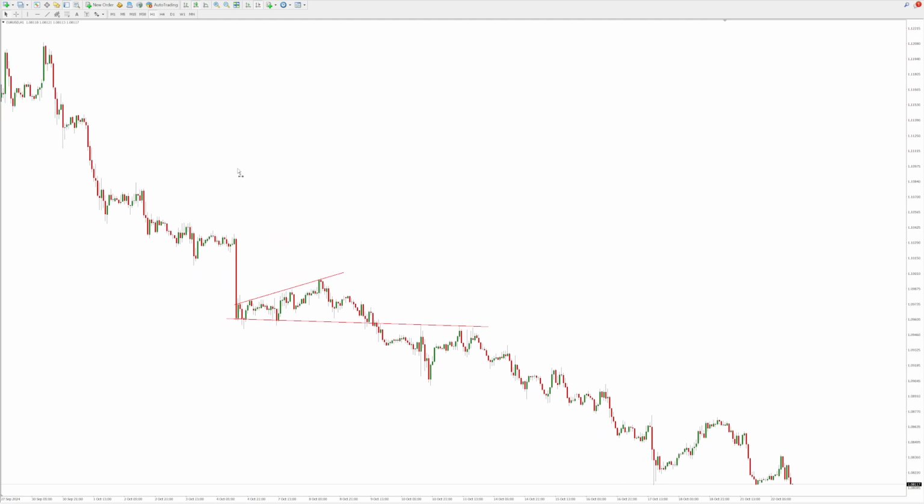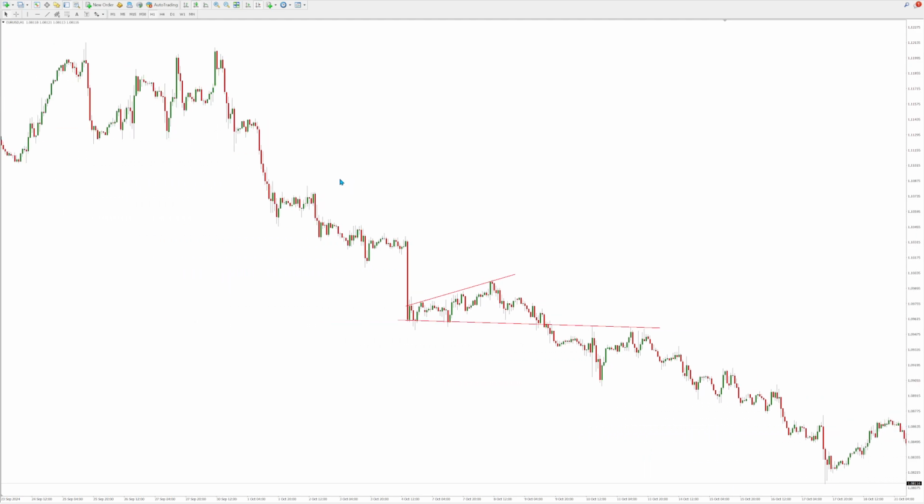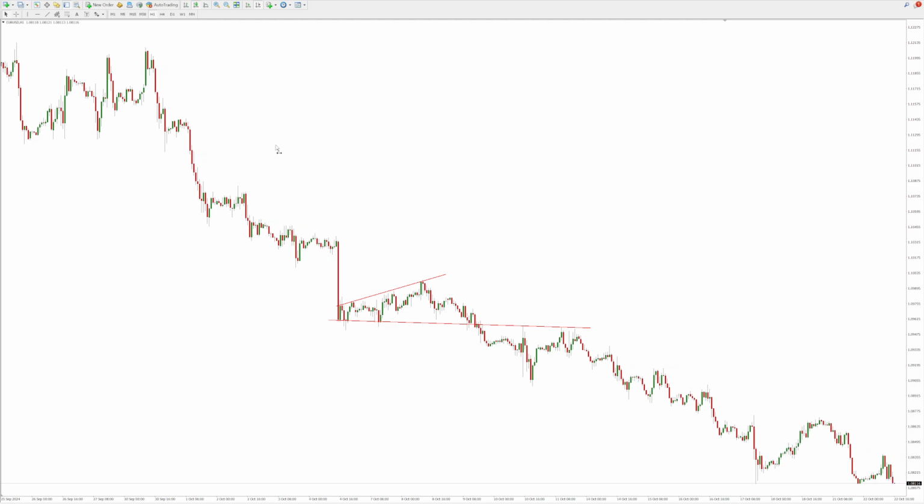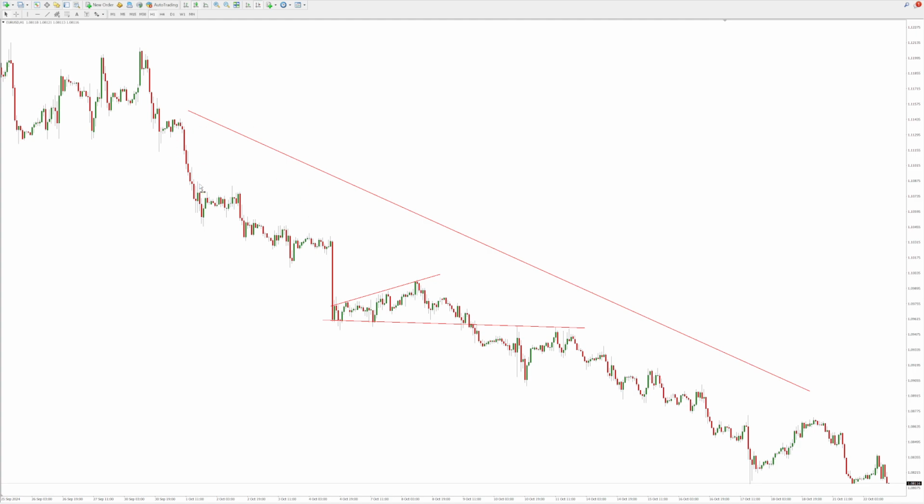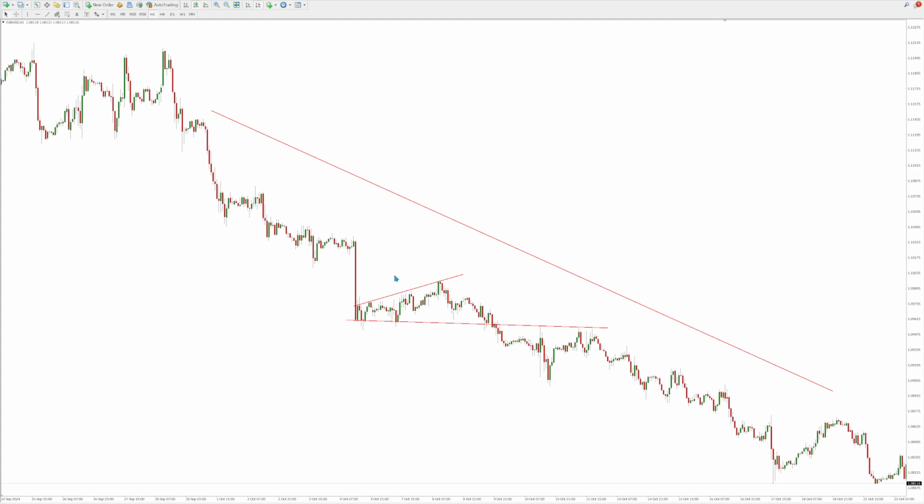Okay, so that being said, what we're going to do is look for these broadening formations within trends. So the first thing we have here, we can see a clear downtrend in the market. Once we've established the trend direction, we can then look for the broadening formation. So this is basically going to be marking off support and resistance that are broad. So basically like a widening channel.